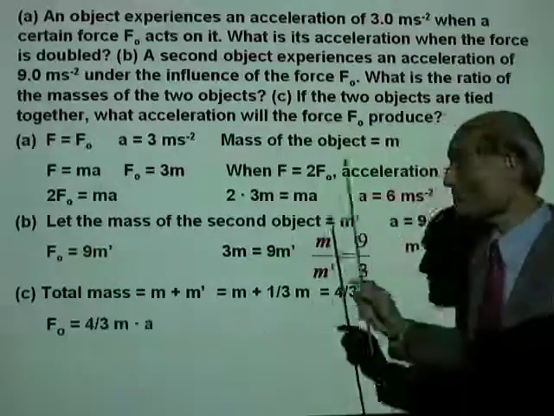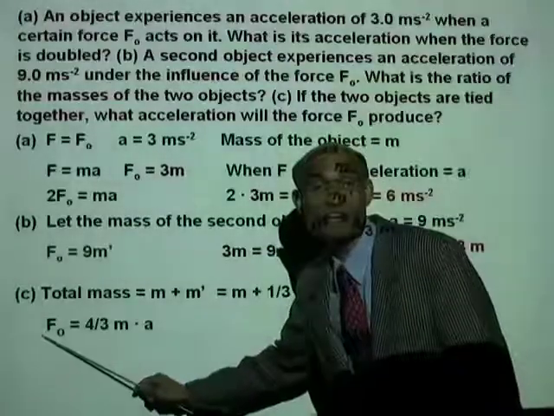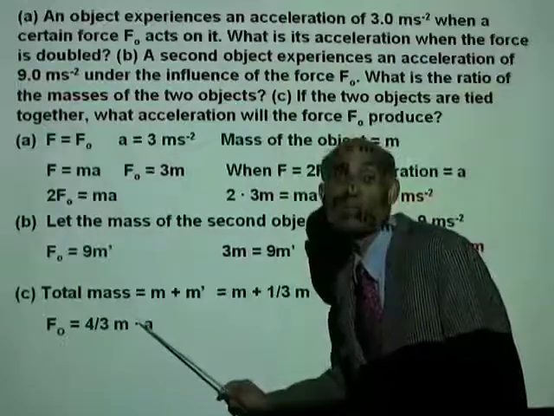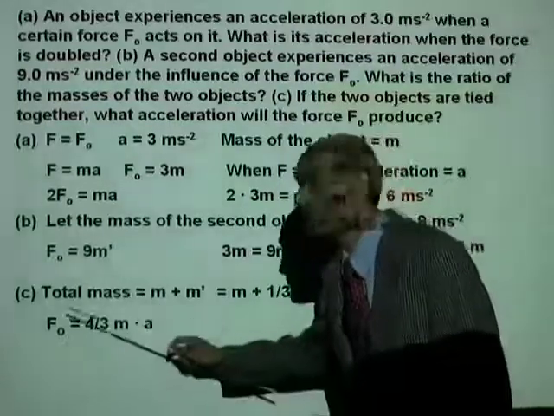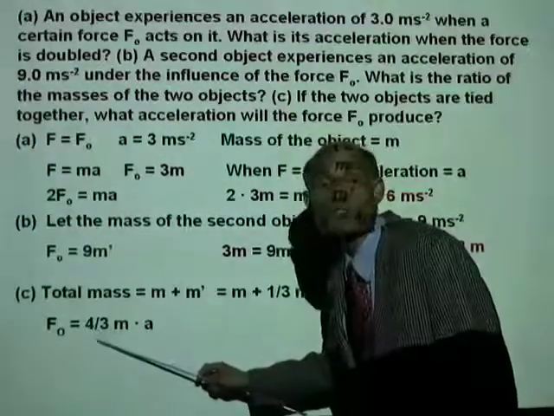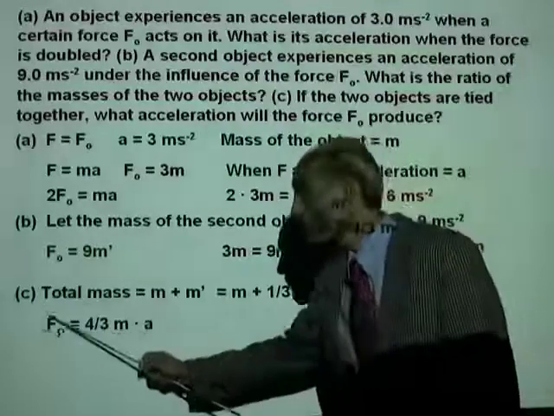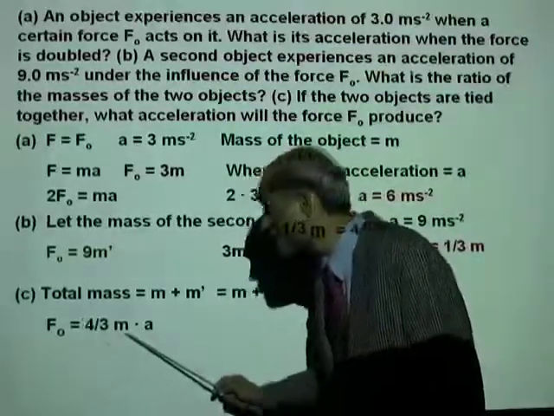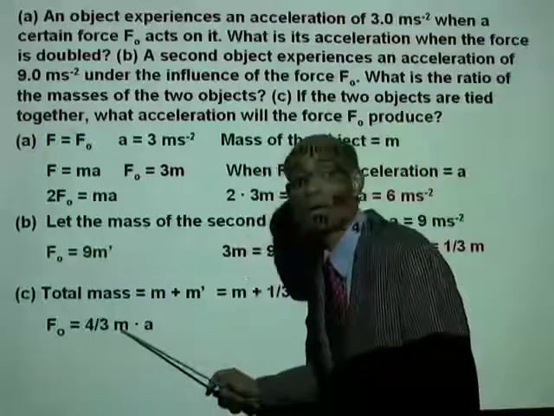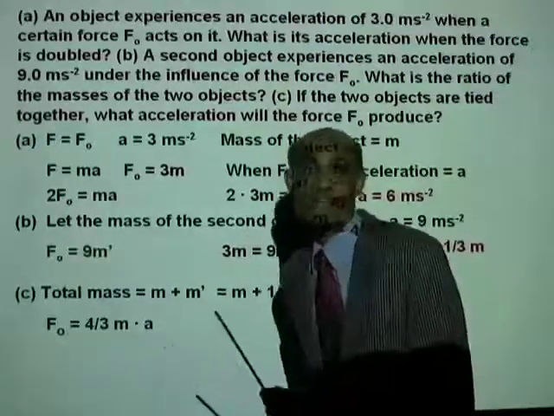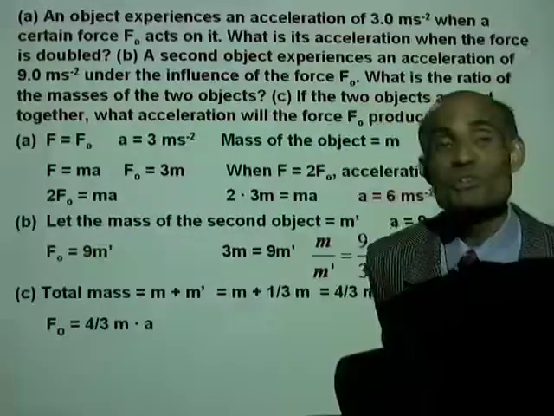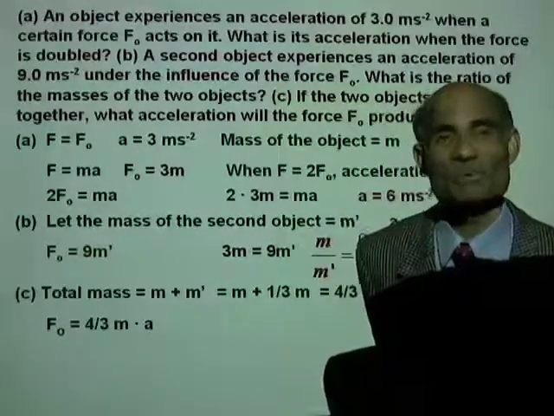And we are applying the same force F0 on this 4/3 m. We want to find the acceleration. The net force equals ma. The net force is F0, and the total mass is 4/3 m, and acceleration we need to calculate. Tell me, how will we do this problem? What is the next step?